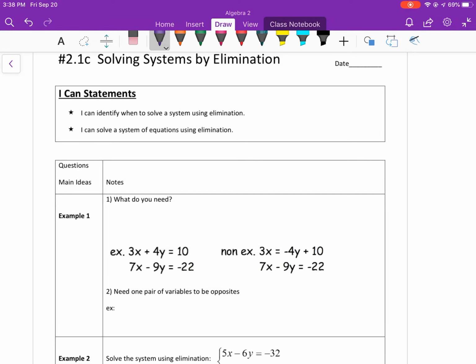Hey class, Mrs. Anderson. This video is on solving systems of equations by elimination. This is the third method that we've learned for solving systems of linear equations.